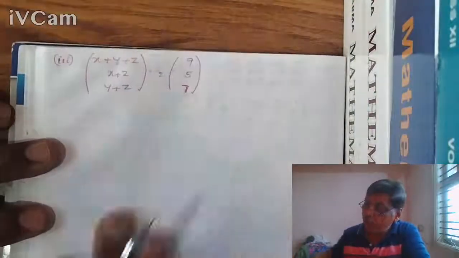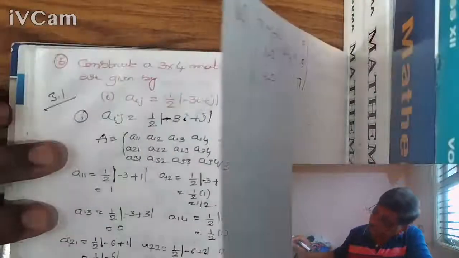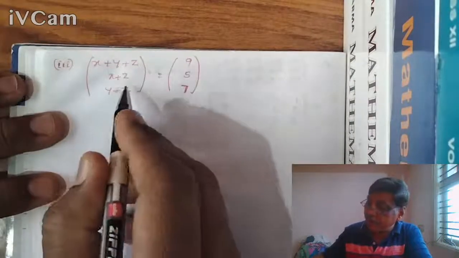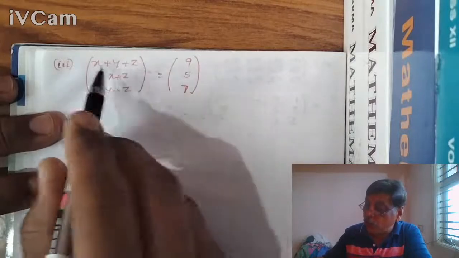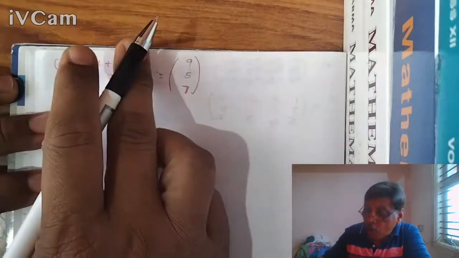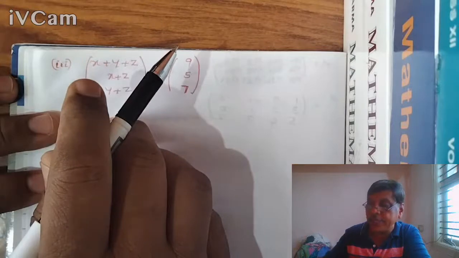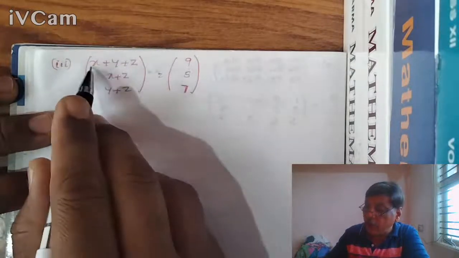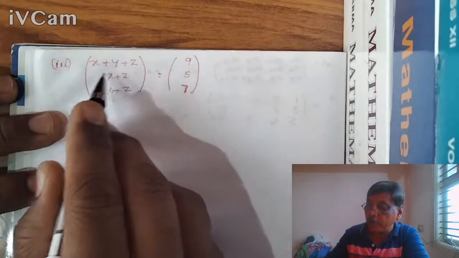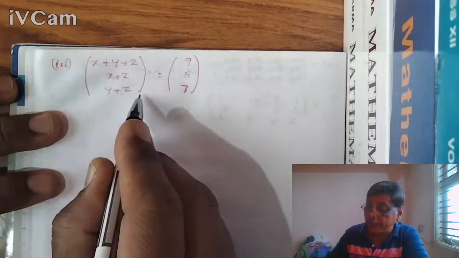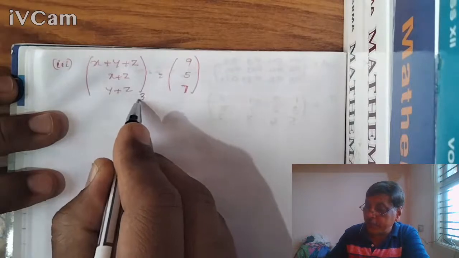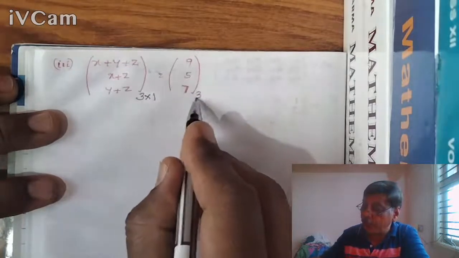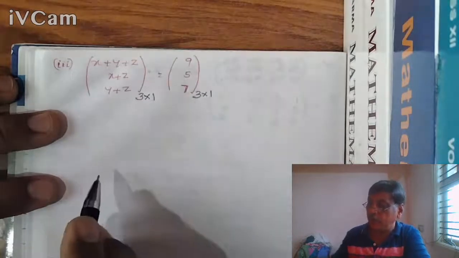Next we move to sub question 3. Again, find the values of x, y, z. Here don't get confused: we have only one column. This is a column matrix. How many rows are there? Row number 1, row number 2, row number 3. So this is 3 rows and 1 column. Here also we have 3 rows and 1 column.